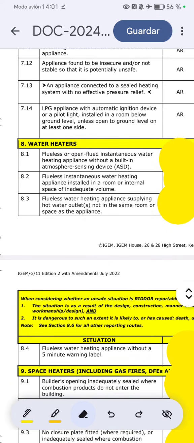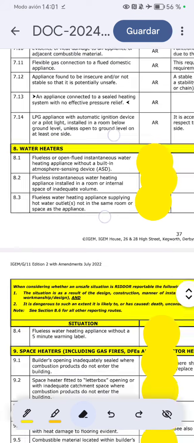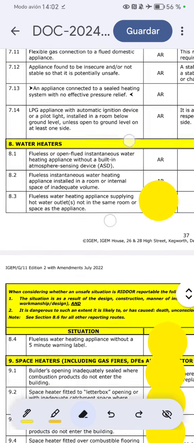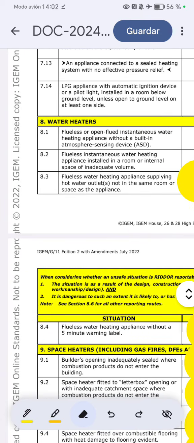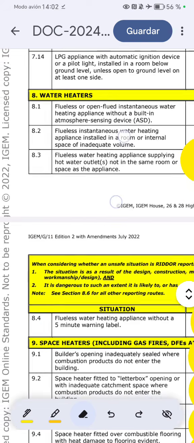Okay, 8. Water heaters. 8.1. Flueless or open flue instantaneous water heating appliance without a built-in atmosphere sensing device, an ASD. At risk. Okay, I can see the answer to the one that came up afterwards, but I'm going to hide it from you. 8.2. Flueless instantaneous water heating appliance installed in a room or internal space of inadequate volume. I would have said at risk.